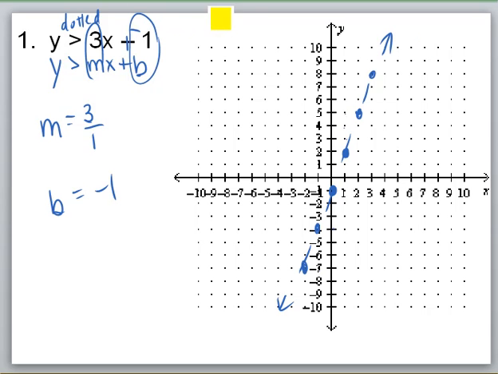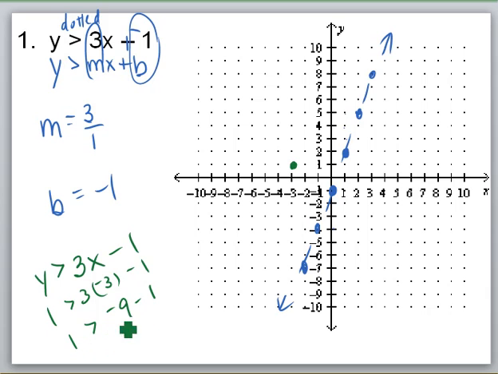And like I said, you can pick a point. So let's say you pick -3, 1. Well, if you plug that in up there, I'll just rewrite the original. I can plug in -3, and I can plug in 1. I get -9 minus 1, and I have 1 is greater than -10. So this is true, meaning I would shade this direction.